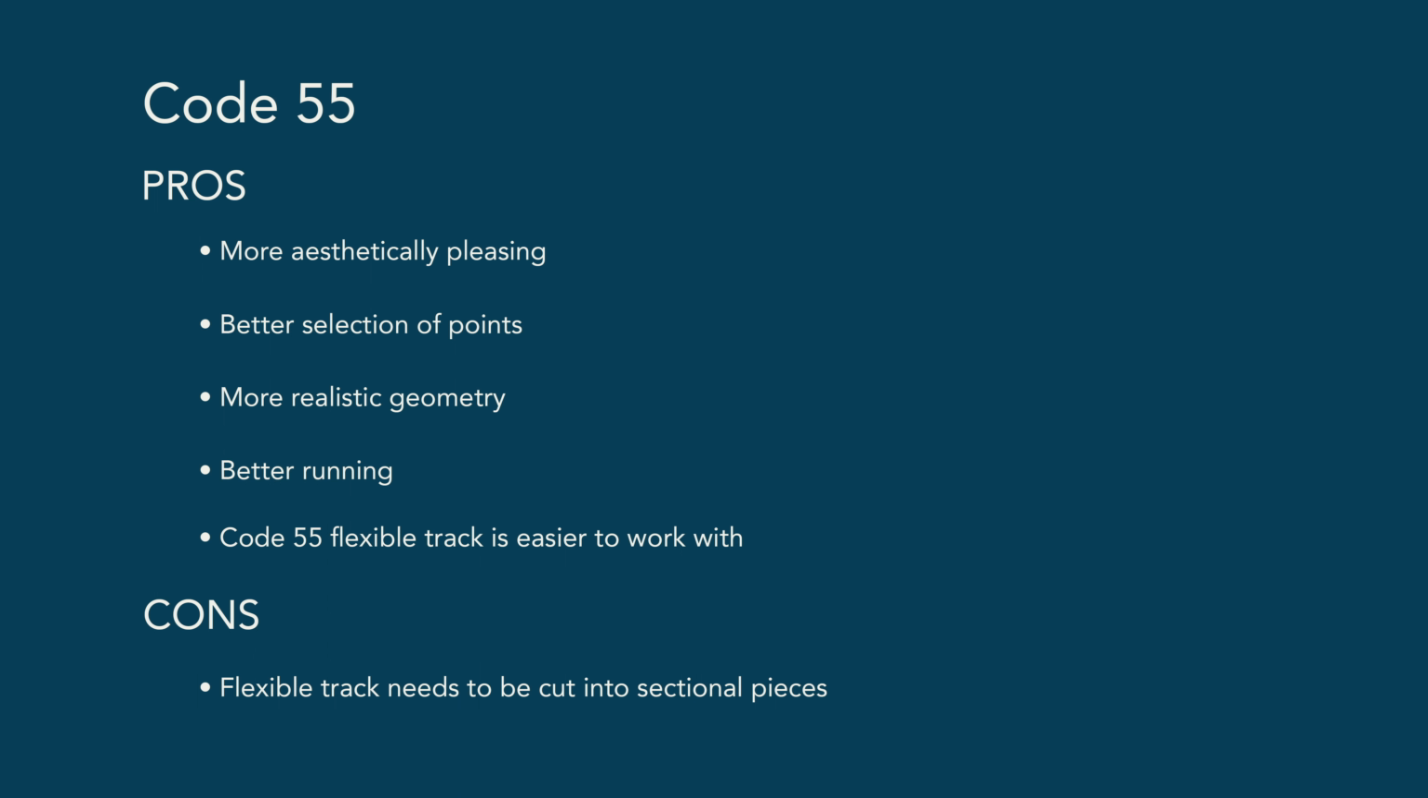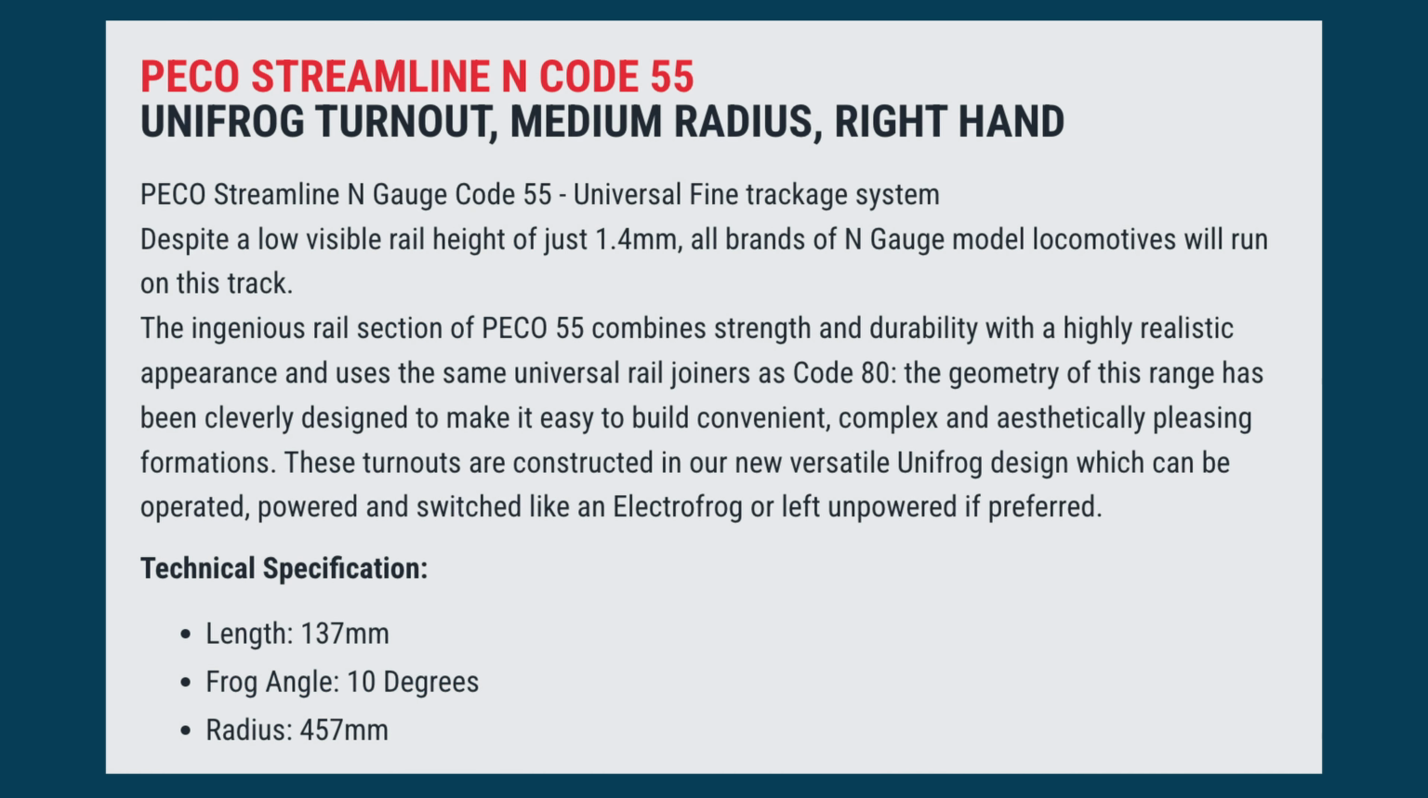At this point, I wasn't committing to it, but I decided that I'd make a track plan for code 55 track. So, version 43 of the plan would be born. I decided that I'd like to use Unifrog instead of Electrofrog points, as these would allow me to keep my options open in terms of wiring. I could initially use them similarly to the Insulfrog points and convert them later to Electrofrog should the need arise.